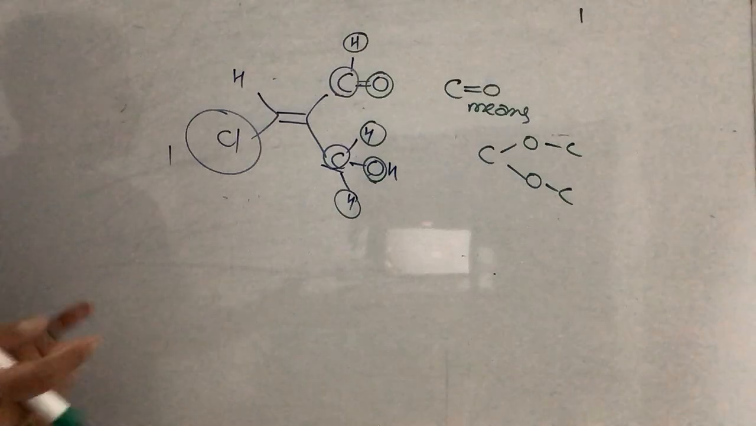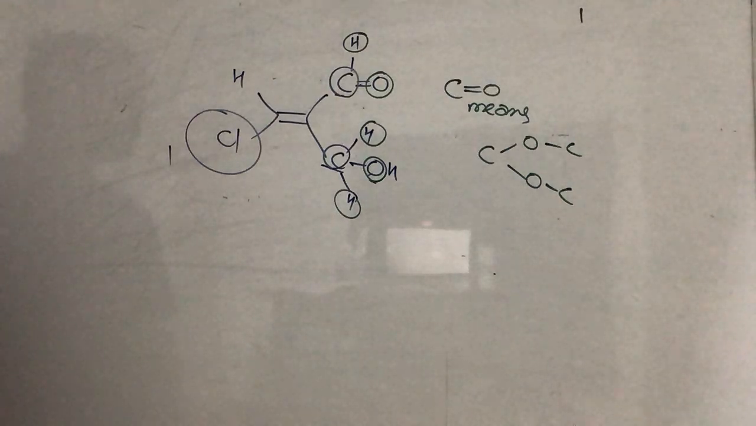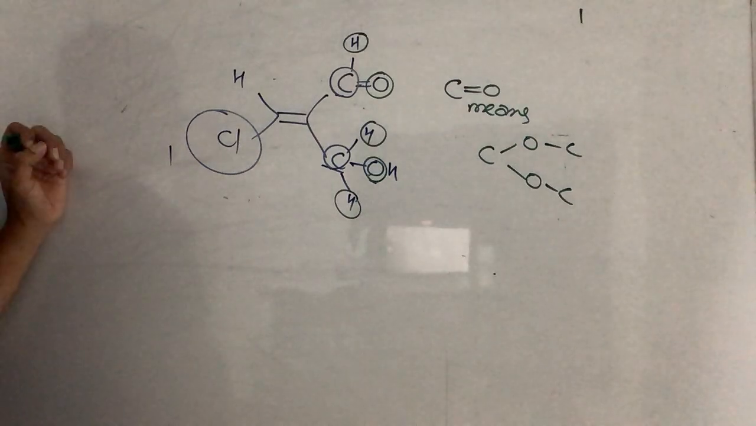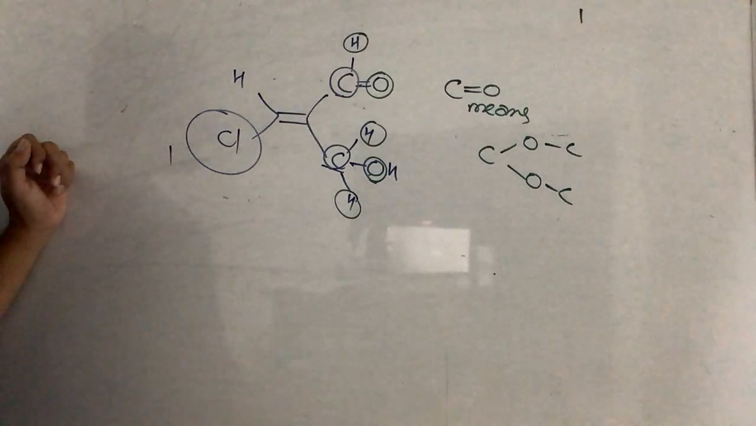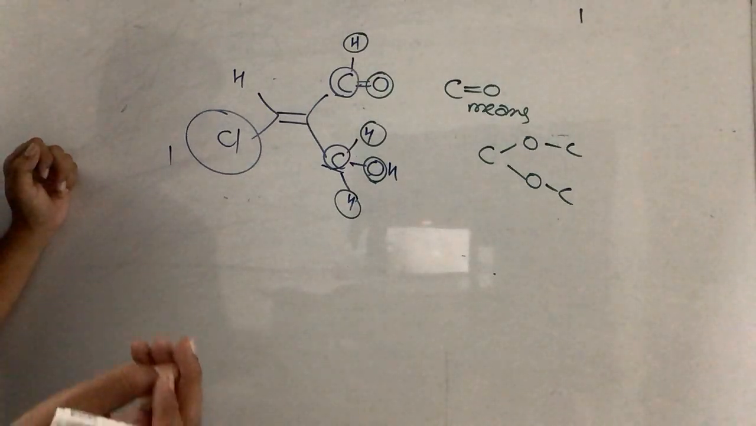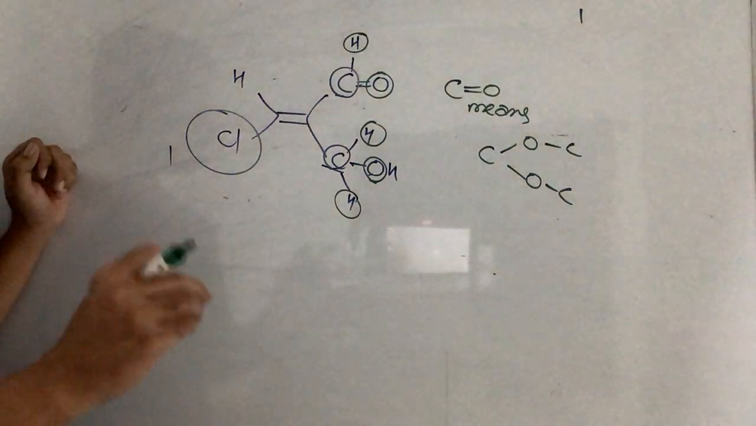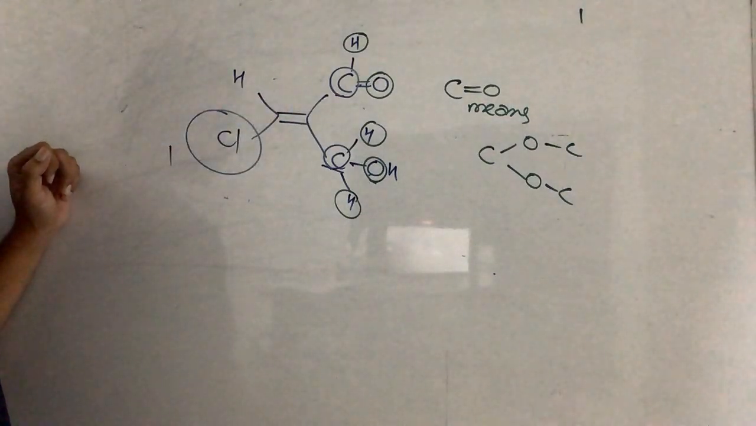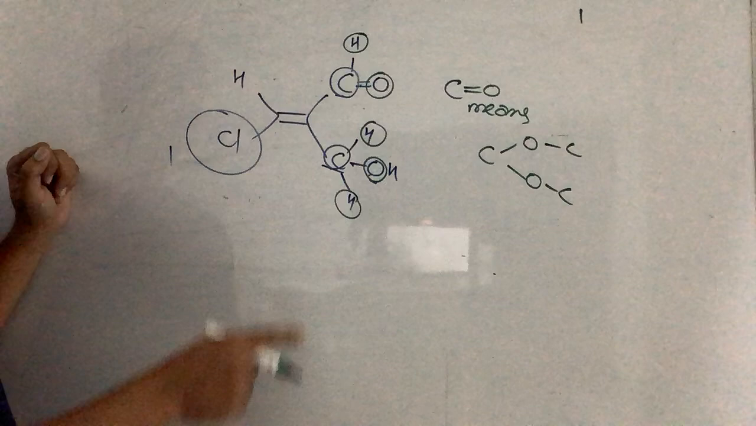Now, like when you are watching a cricket match, there are some rules. Generally the rules will be in favor of the batsman, like that. The Duckworth-Lewis method, all that we are following. In that way, here also we need to follow the Cahn-Ingold-Prelog rules. Only the Cahn-Ingold-Prelog rules you need to follow.